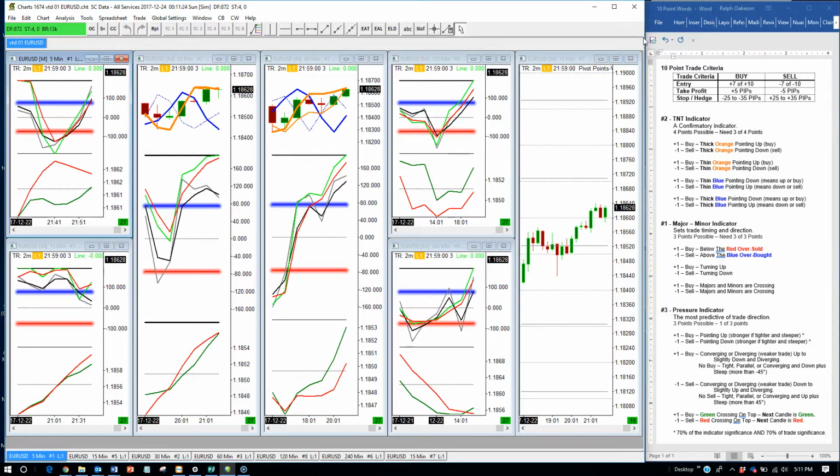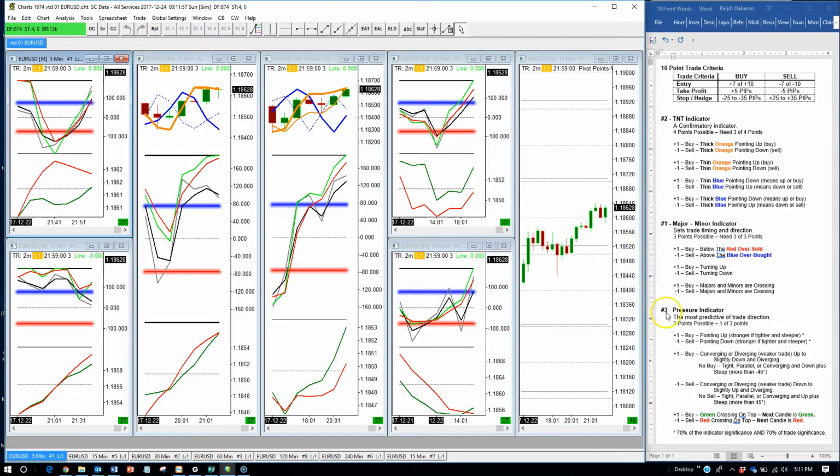Okay? All right, so basically what we're looking for here, as you know, we're going to start with the majors and minors. Here's the number one. And the majors and minors, they're going to set the timing and the direction. So this is our trigger indicator. And then we're going to confirm with the TNT indicator that the trade is a viable trade.